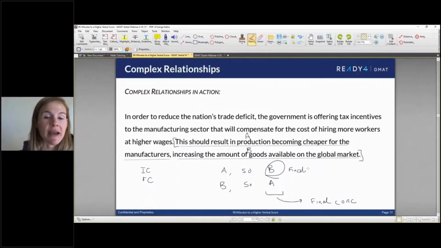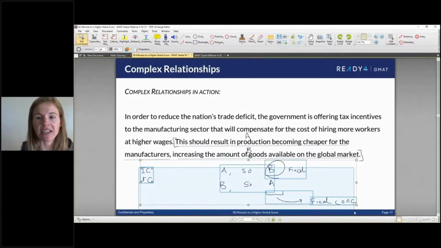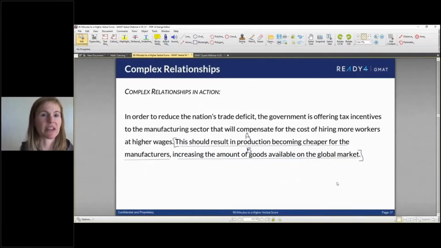I also want to use this passage as one of my favorites to point out the ideas of assumptions. Now that we've identified the conclusion, let's take a look at the premises and the evidence here. So I'm going to delete some of this stuff so we have a little more space to work with. And this is a fun one because I always get such great answers from people when I ask about the assumptions that are being made here. So we know what our conclusion is.